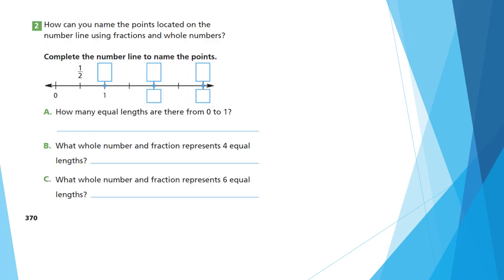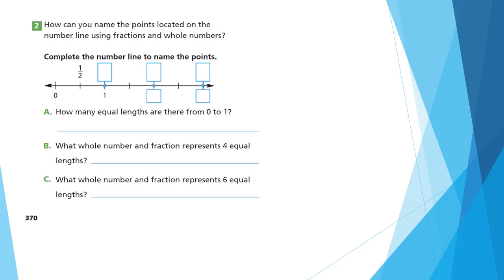Now let's take a look at number 2, and I want you to follow along while I read it. How can you name the points located on the number line using fractions and whole numbers? Complete the number line to name the points. So boys and girls, this one I'm going to break it down a little bit. I have been very specific to say that the denominator is how many equal parts in 1 whole, and I've said it's going to be really important later on, and this is one of those times that it's really important.